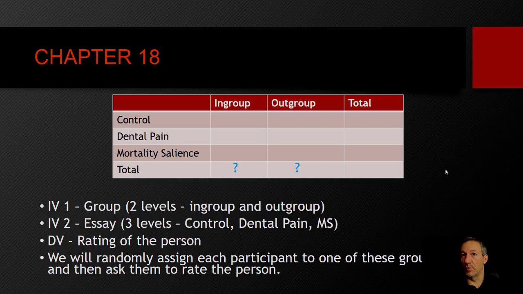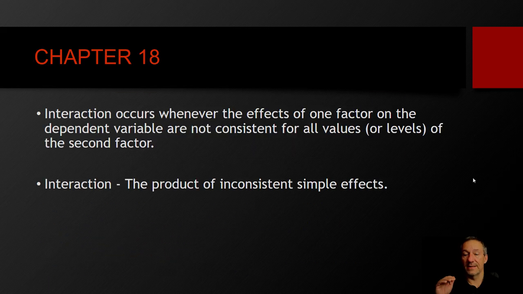Okay, so we're going to have two main effects in this study, a main effect for group type and a main effect for essay. Then the interaction: are these numbers going to be consistent across each level of both IVs when you're looking at them together? So the effects of one factor on the DV when you're looking at the other IV. Are they consistent? Because if they're consistent, if they're basically the same, there's no interaction. But if there's something different going on there, then you do have an interaction.